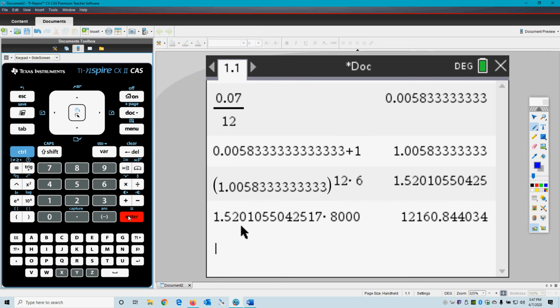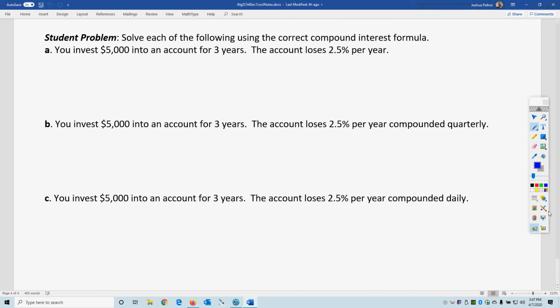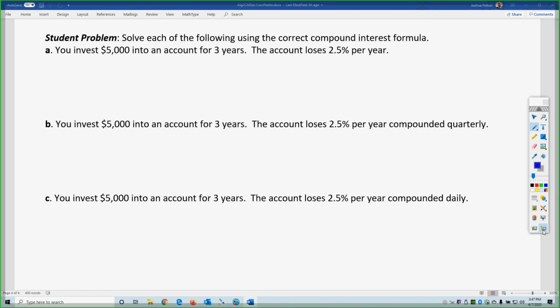All right, pause the video, try these student problems for yourself. Okay, so now we're going to lose money in each one of these cases. We start with 5,000. It's 3 years. You lose 2.5%. What is the final amount?